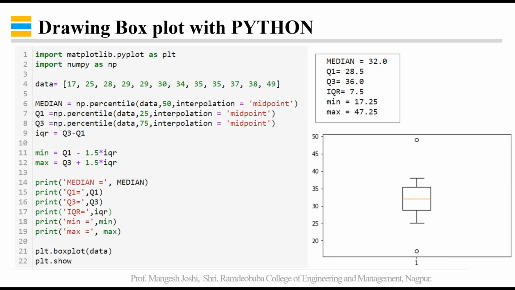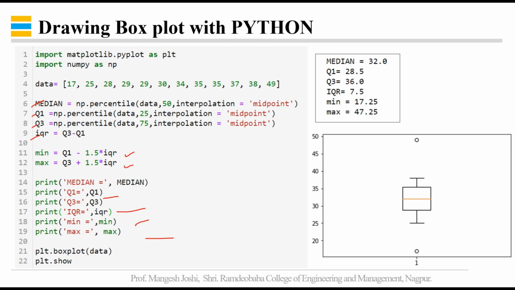Let us also see how to draw a box plot using Python. So again the same example. In this example, I have also calculated the median, quartile 1, quartile 3, interquartile range with the help of the formula, and the minimum and maximum. And then I have printed the median, quartile 1, quartile 3, IQR, minimum and maximum value.